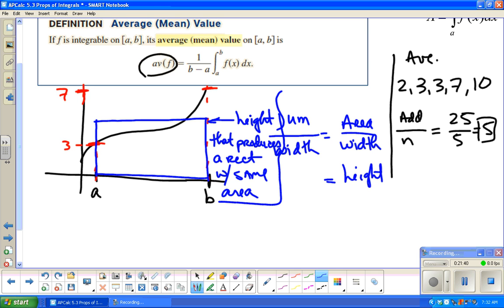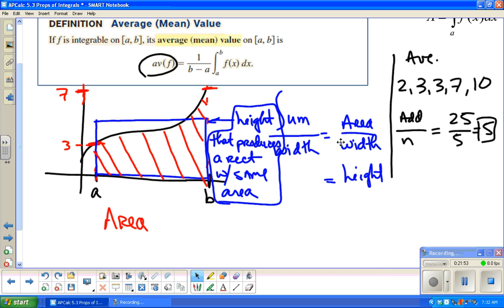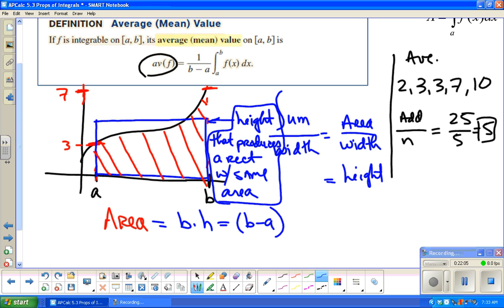I kind of think this is a big deal, so you're going to have to wrap your head around this. If I find the area underneath this curve from A to B, and it has an area, it's going to have an area that's equal to base times height, or in this case, sorry, not A, B minus A, that's my base, times my height, and I'm telling you the height is the average value of f.